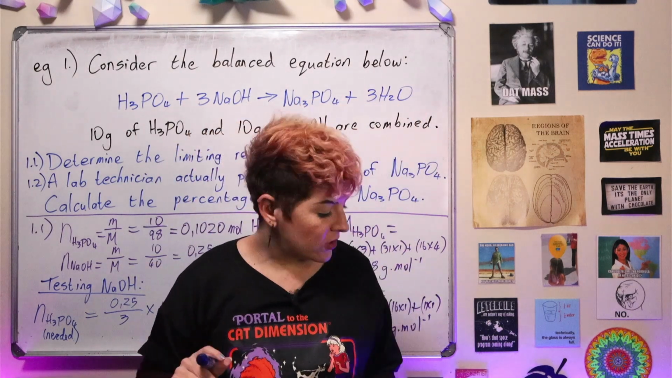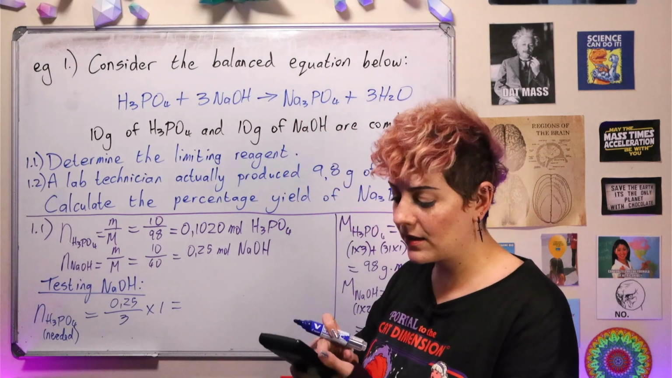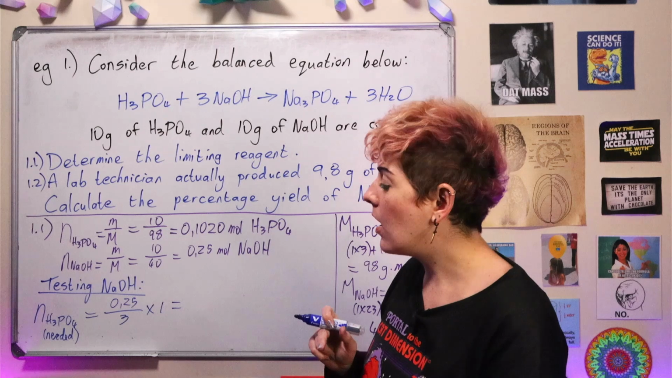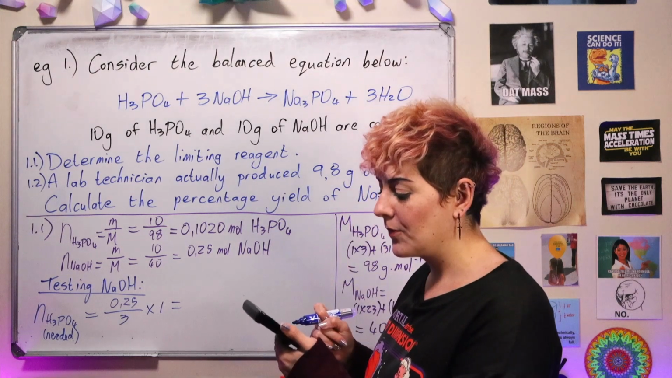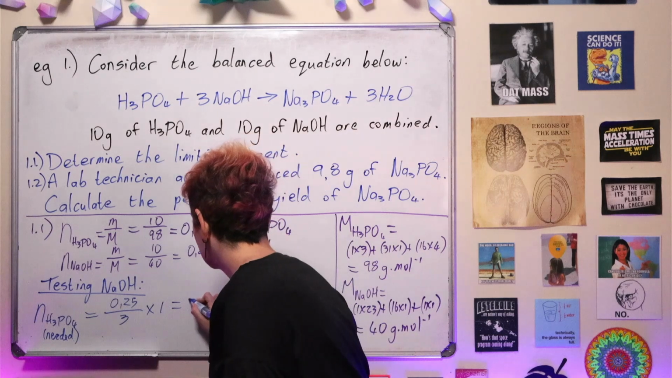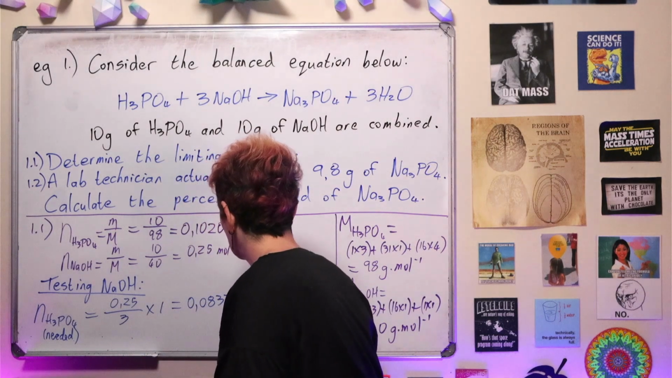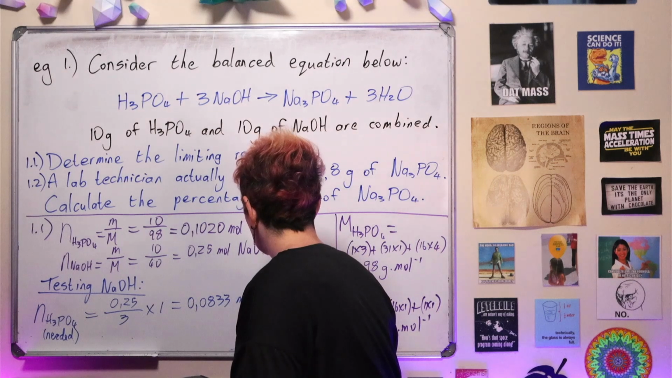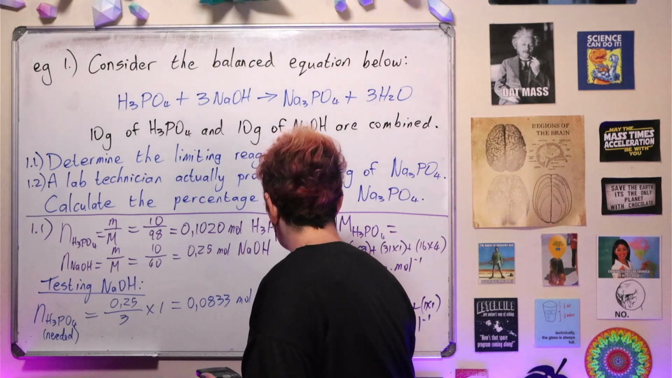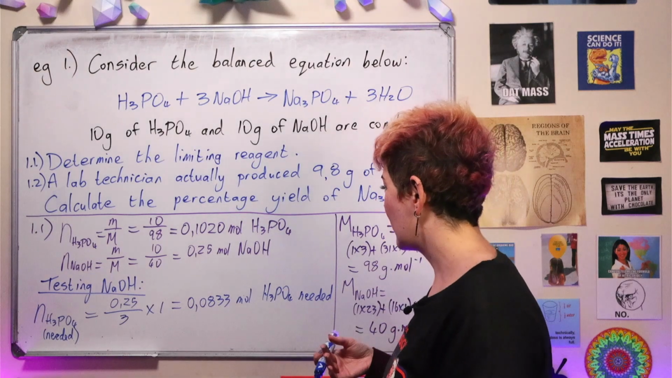Right, so now let's work out how many moles of phosphoric acid would be needed if we were to use up all of our sodium hydroxide? Right, and what you will find there is that you should have 0,0833 moles of H3PO4 that would be needed to use up my sodium hydroxide.